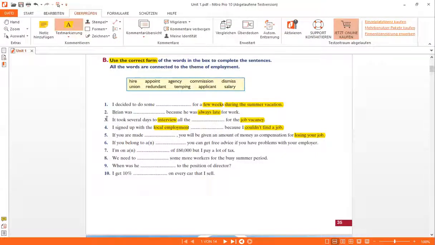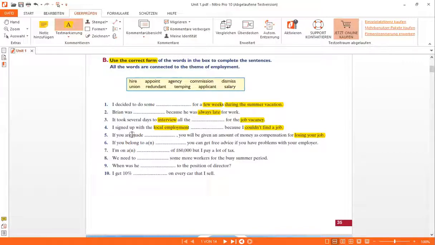Number 3, it took several days to interview all the gap for the job vacancy. What are we talking about? Job vacancy, open positions, to interview. Definitely we're talking about the applicants, people who apply for a particular job.